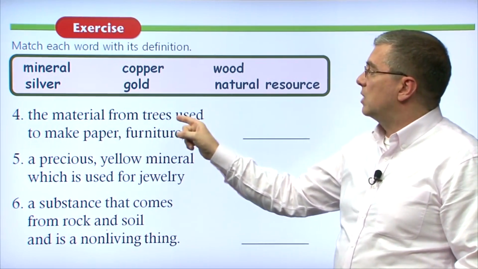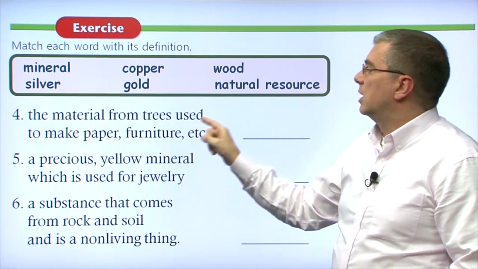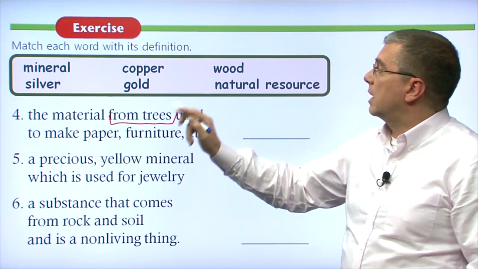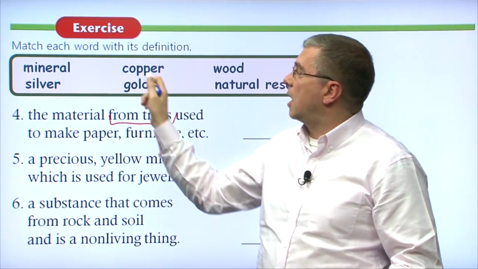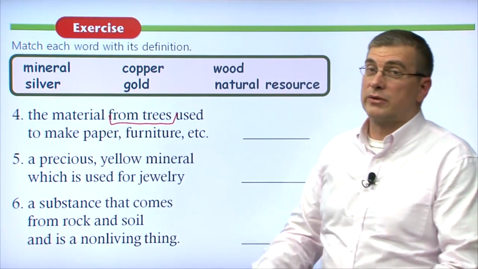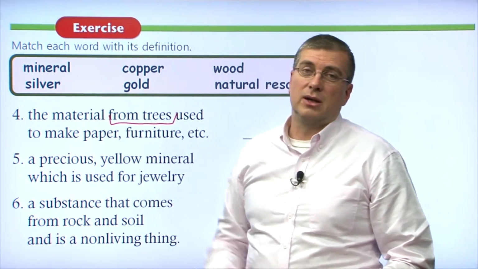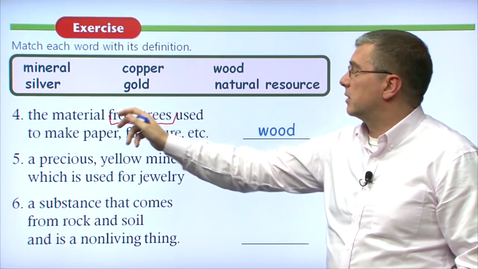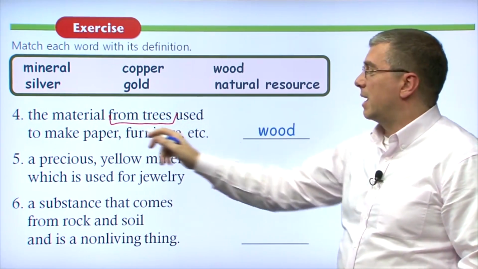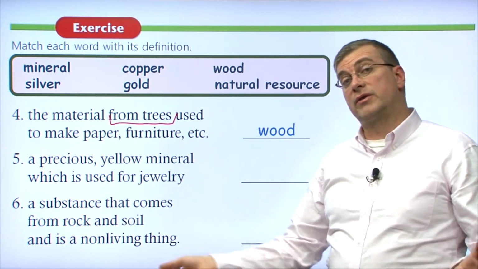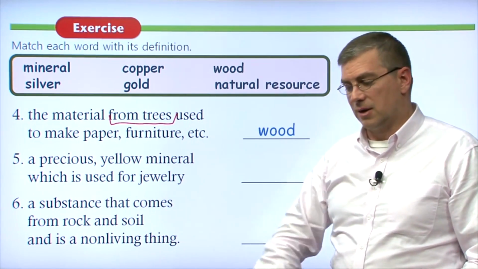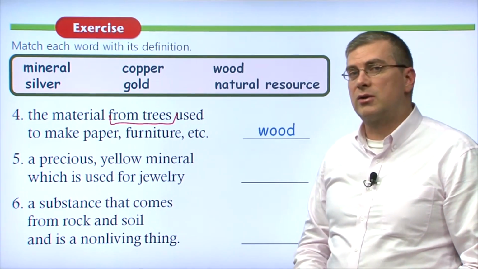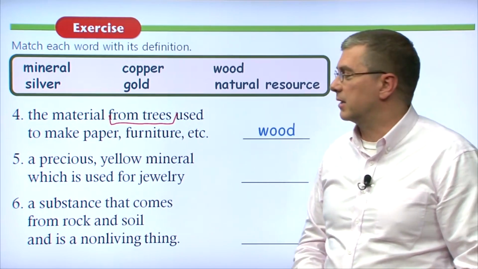4 is the material from trees used to make paper, furniture, etc. The material from trees, right? Before I said mineral is one of our big words. Copper, gold, and silver fit inside of mineral. Minerals are from the ground. Wood does not fit underneath mineral, right? Wood, where does wood come from? Wood comes from trees, so that's our answer. The material from trees, and of course we make paper, we make furniture, we make walls of our house, we make the floors, the nice wood floor, it's usually wood, it's a nice look to it, so we use wood to make those types of things.